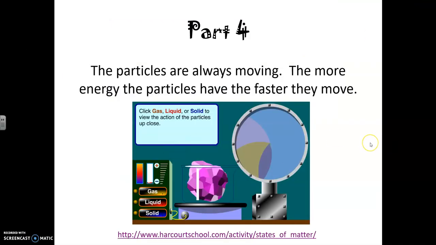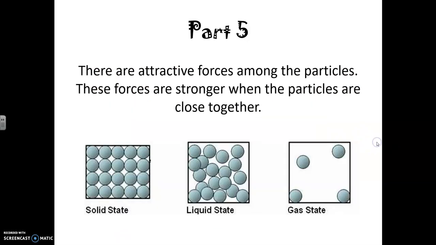Okay, so last little bit here, last thing for particle theory. Remember, part four is that they're always moving. Part 5 is that there are attractive forces among the particles. These forces are stronger when the particles are closer together. So no matter the state that they're in, there are attractions between them.